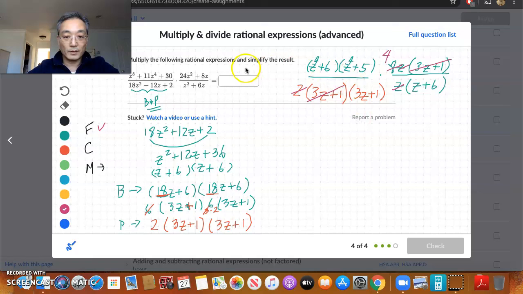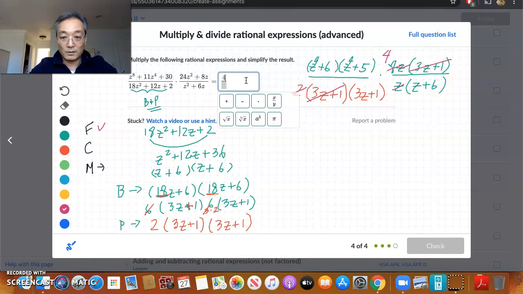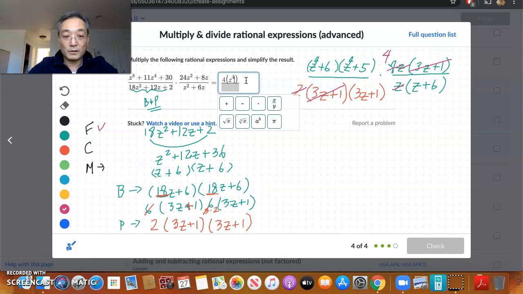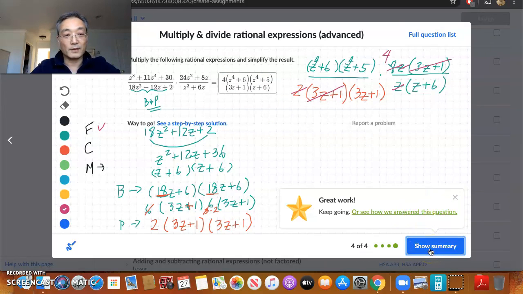Okay, so let's type it in. Wow, it really didn't cancel that much, did it? So let's type it in and see if we're right. So we have (z to the 4th plus 6) times (z to the 4th plus 5) all over (3z plus 1) times (z plus 6). Okay, and we are correct.